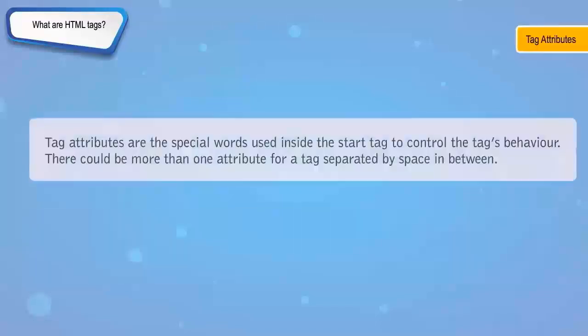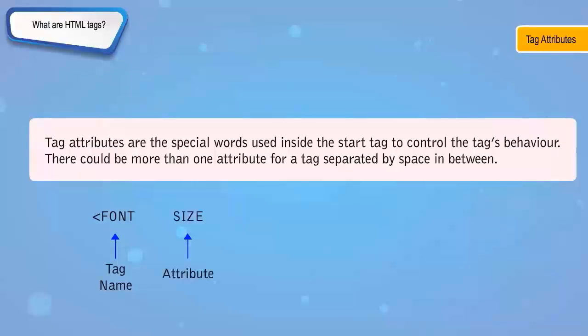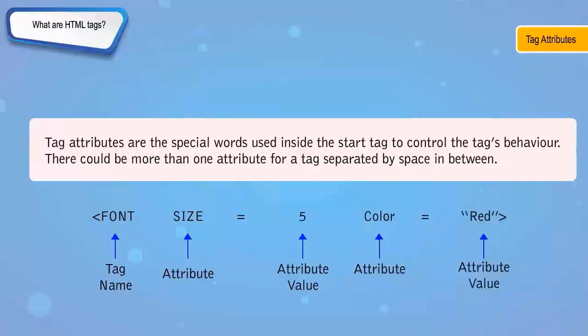Tag attributes. Tag attributes are the special words used inside the start tag to control the tag's behavior. There could be more than one attribute for a tag separated by space in between. Font, tag name, size attribute is equal to 5, attribute value. Color attribute is equal to red, attribute value.